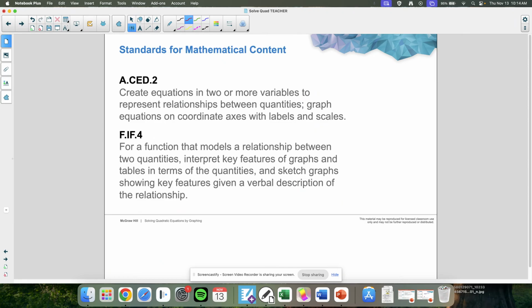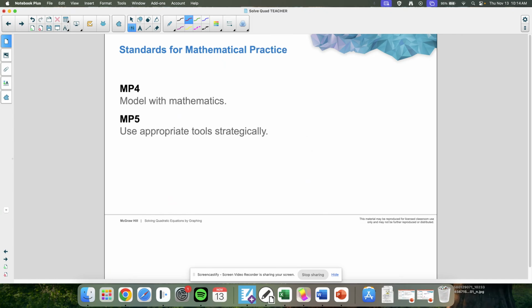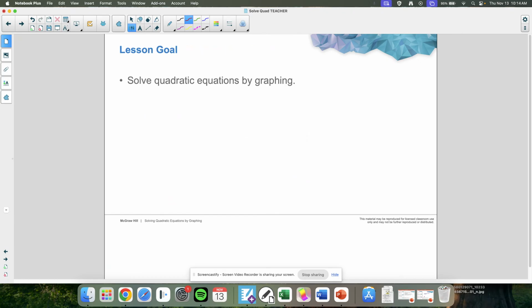So the next couple slides are kind of just like standards. Math is based off of standards. These are more nationwide standards where it talks about like, oh, we're going to be working with equations. We're going to model. Models are graphs in math. There's mathematical practices, which again means what are you doing to solve them? We are going to be graphing today, which is modeling. And then here's the big thing. We are going to solve quadratic equations by graphing.